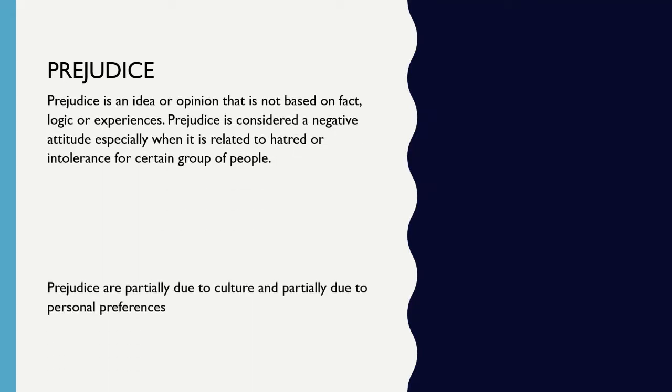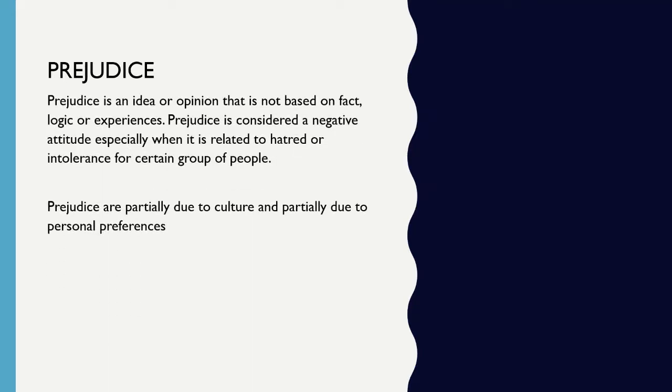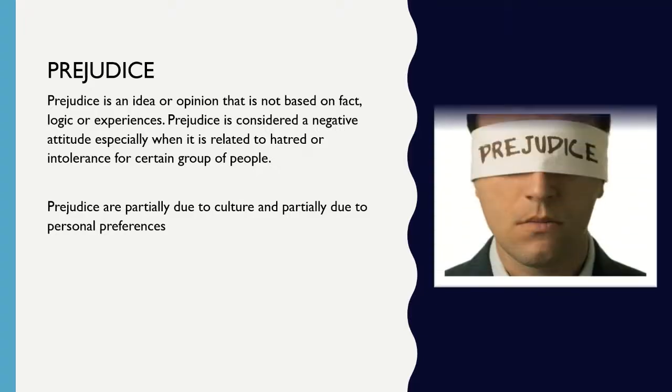That is prejudice. Prejudice is an idea or opinion that is not based on fact, logic, or experience. It is considered a negative attitude, especially when it is related to hatred or intolerance for a certain group of people. Prejudices are partially due to culture and partially due to personal preference. It cannot be determined by any other person. You have to determine whether it comes from your culture or from your personal preference.